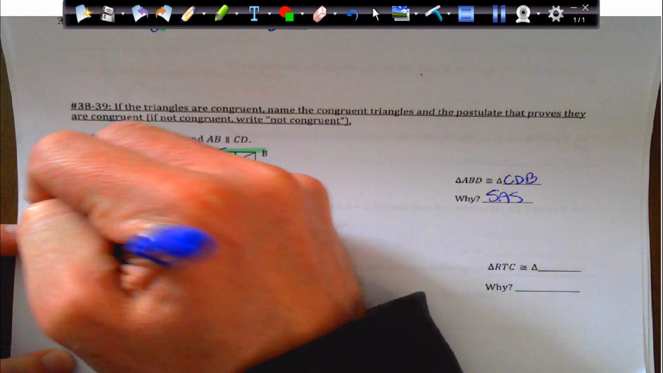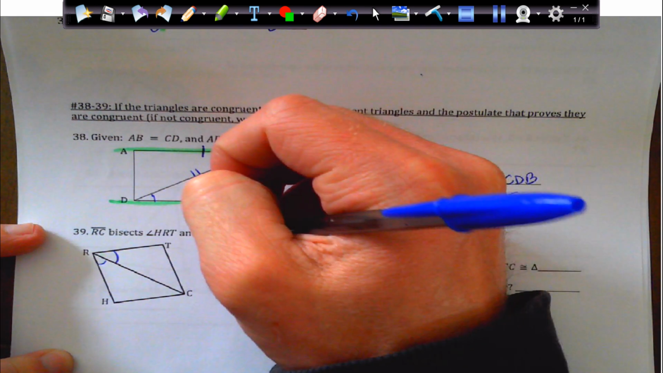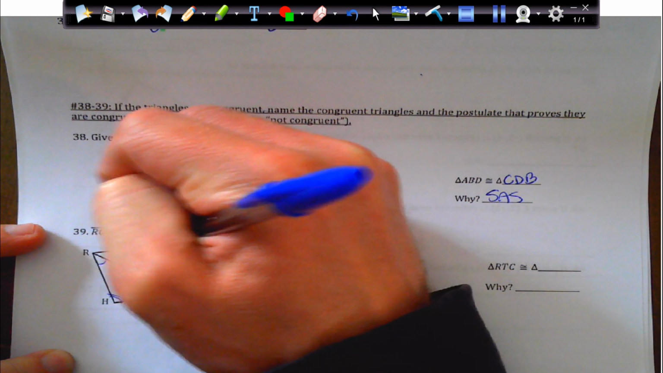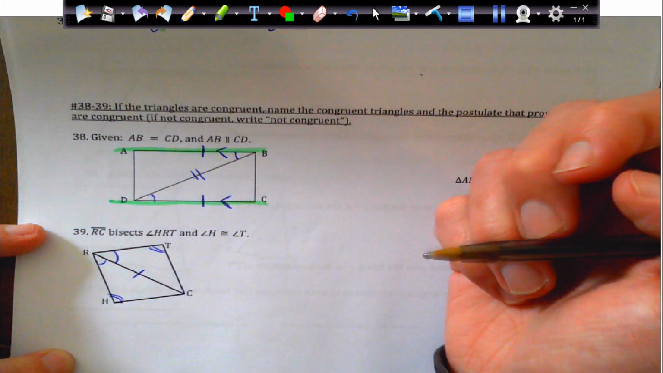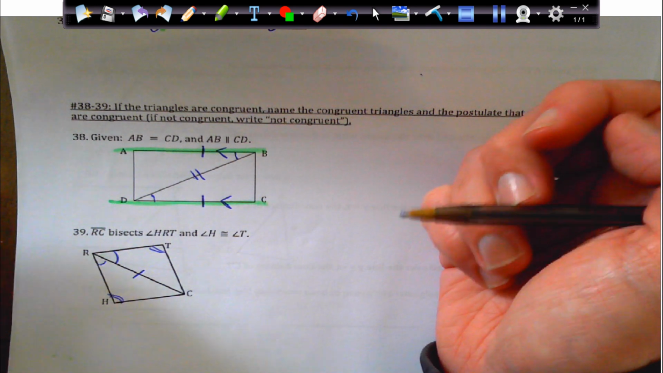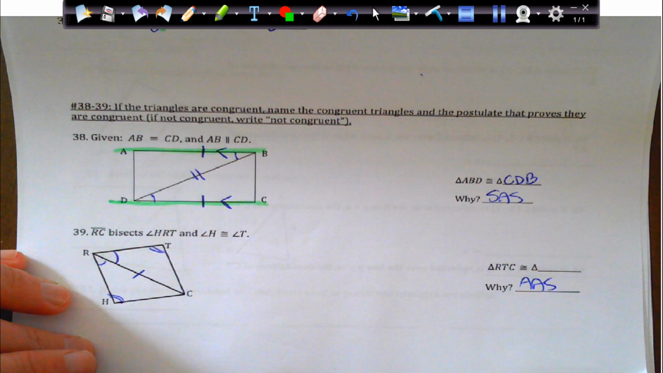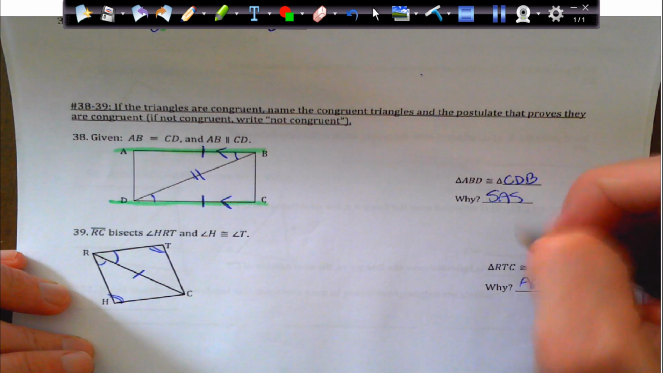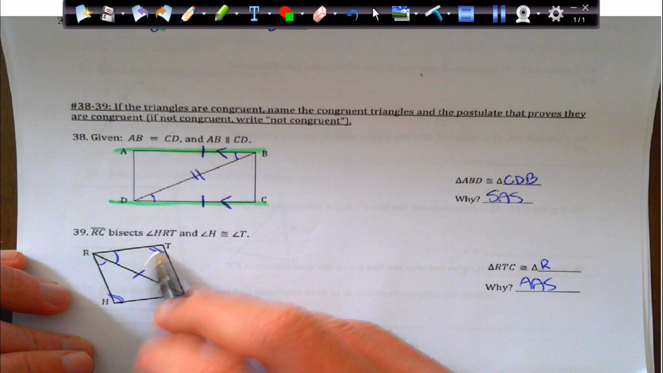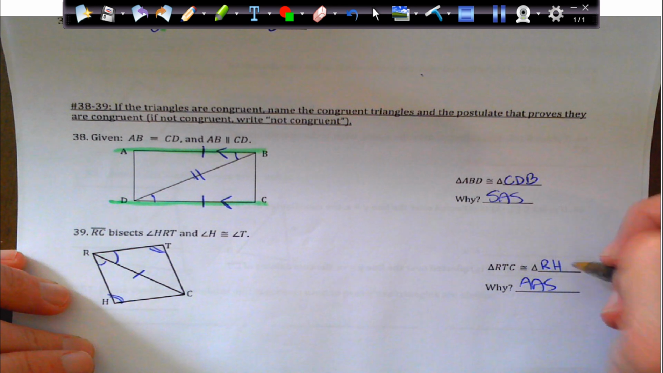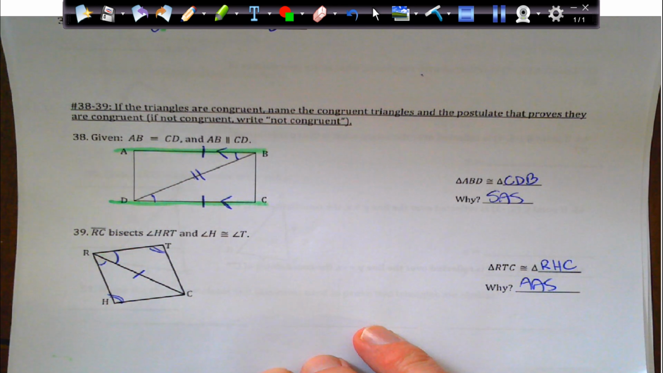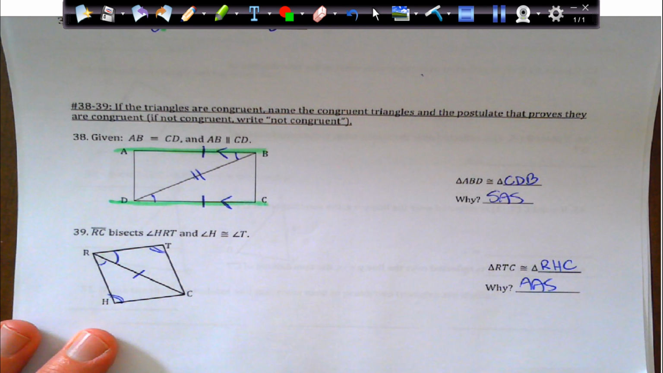RC bisects HRT, so we know these are congruent. We know that H and T are congruent, and I have a shared side. So this looks like side angle angle, or angle angle side is what we typically say. That is true. R should match up with R because they're both the same angle. T matches up with H, and C matches up with C.